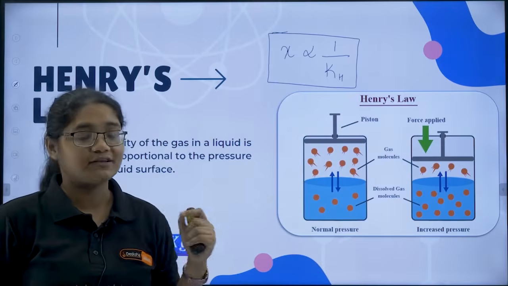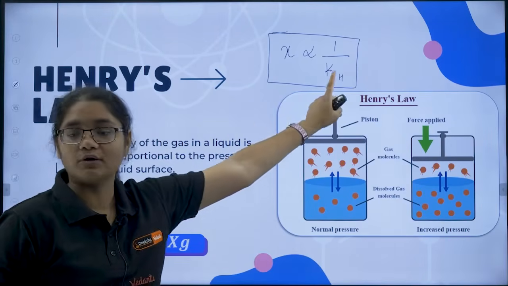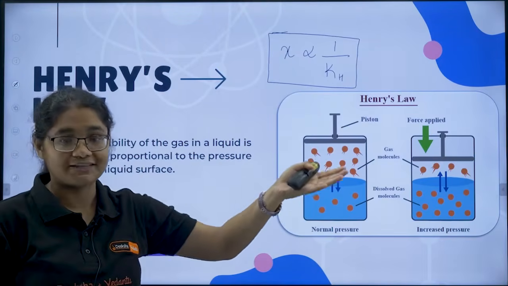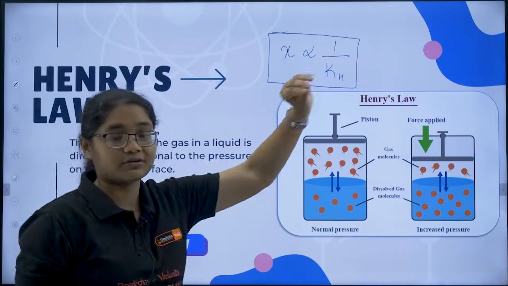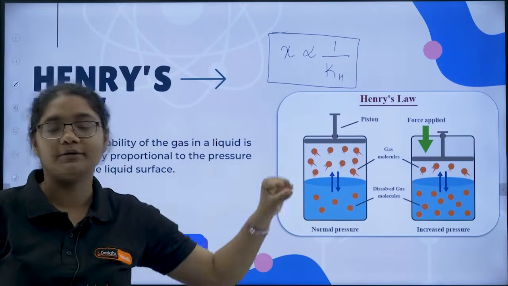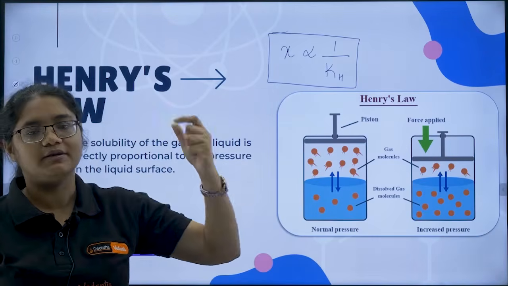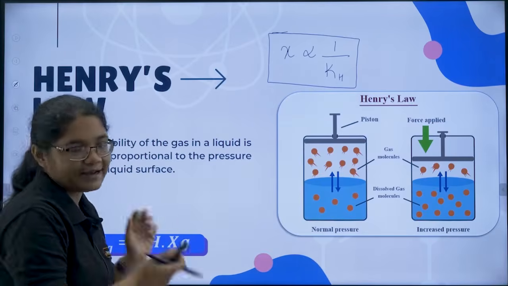Many times KCET also asks questions where they give you 4 gases, their Henry's law constants are given, and you have to predict which is more soluble and which is less soluble. How to do that? If the Henry's law constant value is high, then solubility will be less. If Henry's constant is low, then solubility will be high. So this is our Henry's law.